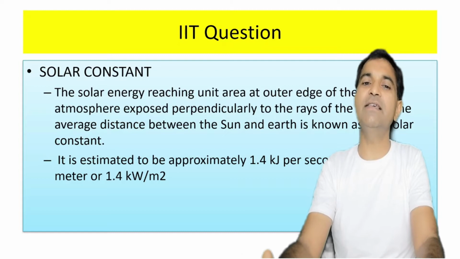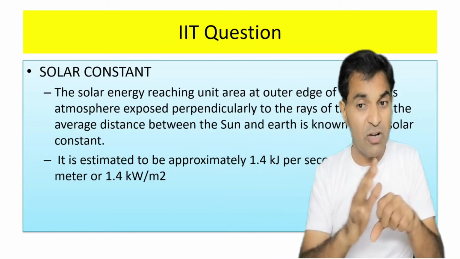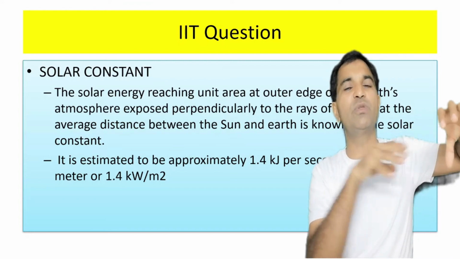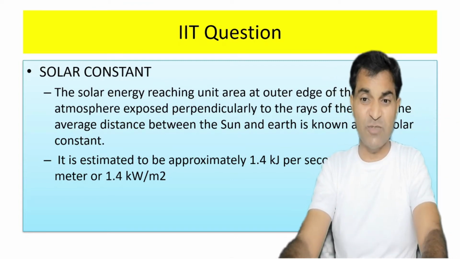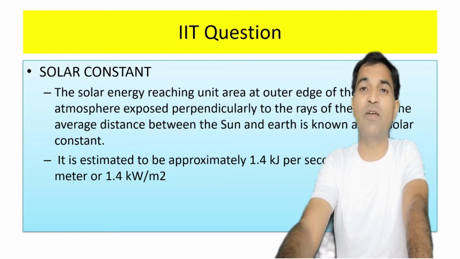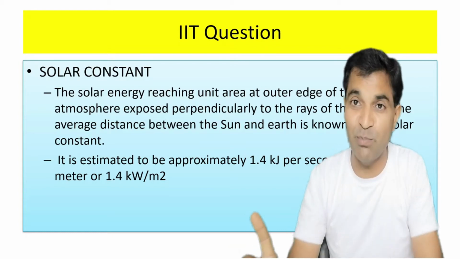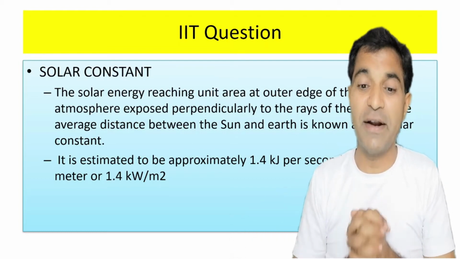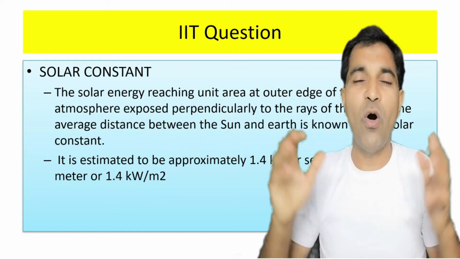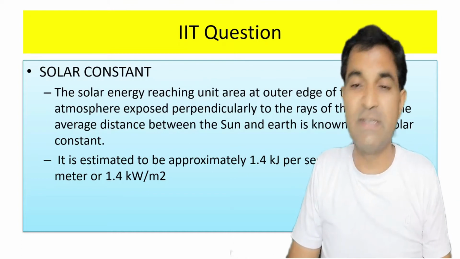Solar constant is the average solar energy reaching per unit area at the outer edge of Earth's atmosphere when exposed perpendicular to the rays of sun at the average distance between sun and earth, and it is estimated to be approximately 1.4 kilojoule per second per square meter. Means 1.4 kilowatt per meter square, right? Means it is very clear that sun is giving a very large amount of energy to us, and we'll have to just use this energy.